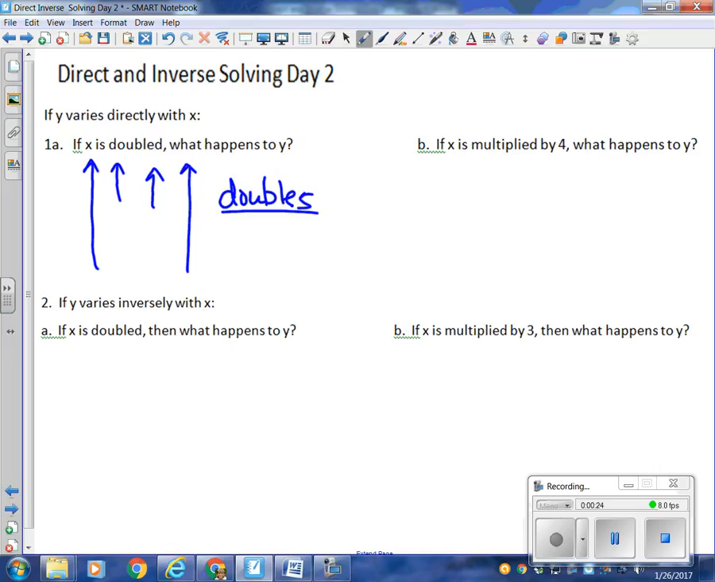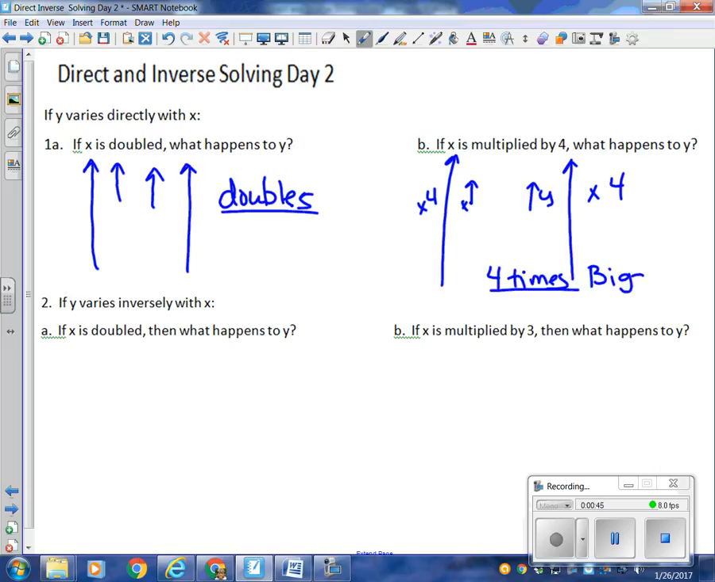I want you to be able to see that and use that without having to do a lot of complicated equations. If x is multiplied by 4, what happens to y? So if we have an x and we have a y, and one is 4 times bigger, the other one should also be, guess what? 4 times bigger. So it's going to be quick and easy, 4 times bigger.